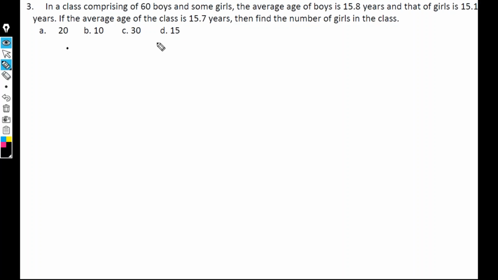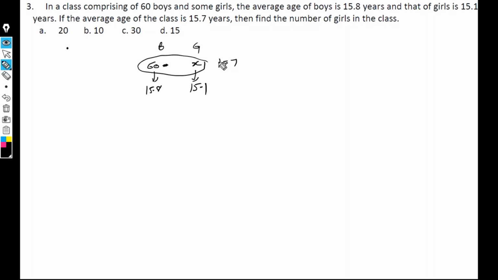Okay, guys, let's do it. Right, Sharad. It can be done in two ways. One would be with the help of an equation. Let's say there are x girls in the class, and the number of boys is 60, as given. The average age of boys is 15.8 and that of girls is 15.1. And the average of the entire class is 15.7.